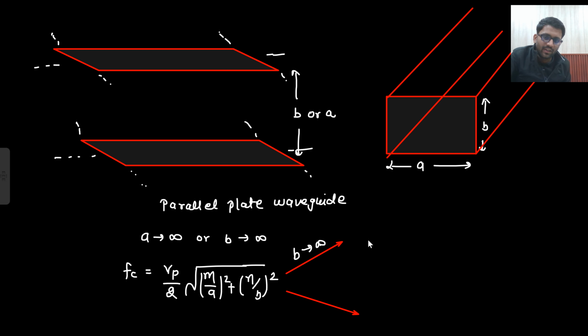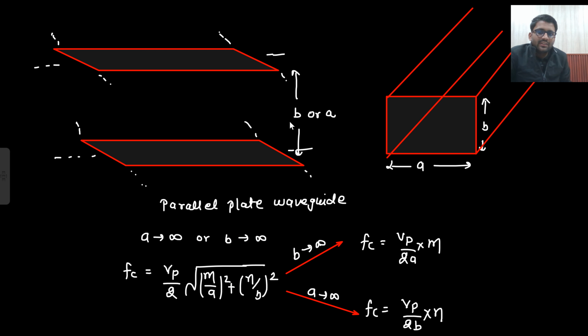If I take B equals to infinity, what will be the value of FC you are getting? If B is equal to infinity, then this term will be 0. So what I am getting? Vp by 2A into M. And if I take A equals to infinity, then this value will be 0. So the formula of FC you are getting is Vp by 2B into N. So this length you will either call B or A. If you are calling this as B, that means A is equal to infinity. And if you are calling this as A, that means your B is tending to infinity.